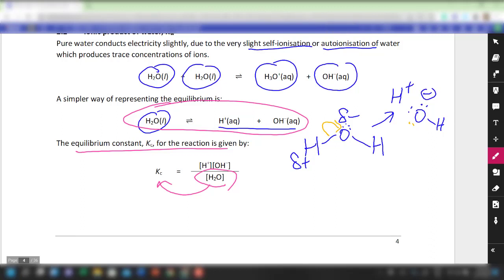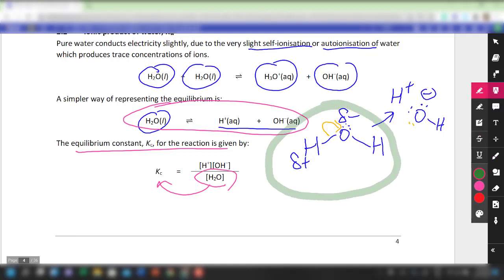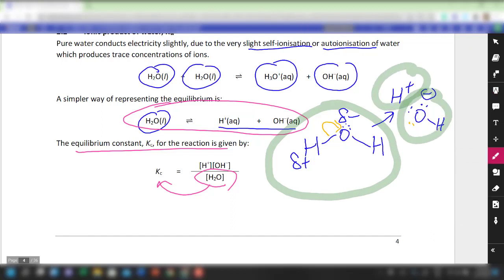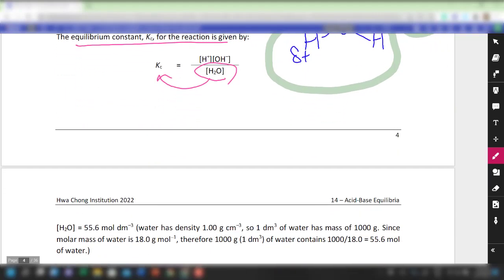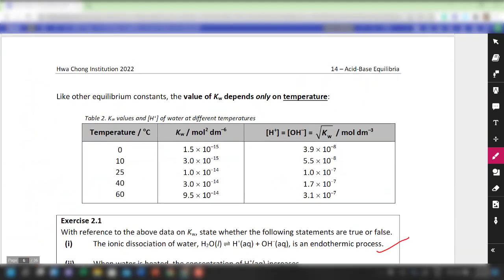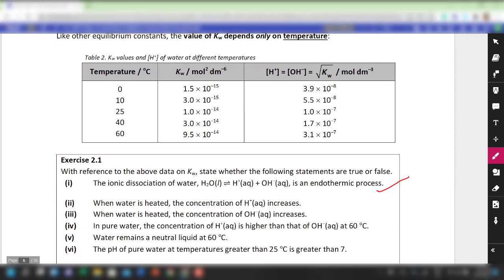But of course, you can argue that water on its own is stabilized by hydrogen bonds. So technically, you should also consider the interaction between the water molecules and water molecules, as well as the water molecules and H plus and the water molecules and OH minus, before you are confident to say that this is an endothermic process. So we are making an assumption that the interactions more or less don't change too much, and that's why we are confident that it's an endothermic process. But of course, talk is cheap, so we need to look at data. You notice that as the temperature increases, the value of Kw increases as well.